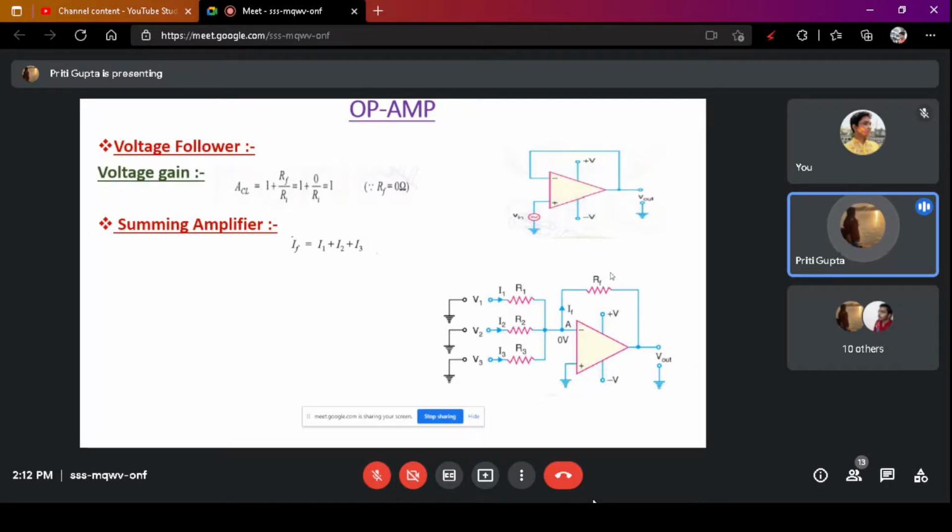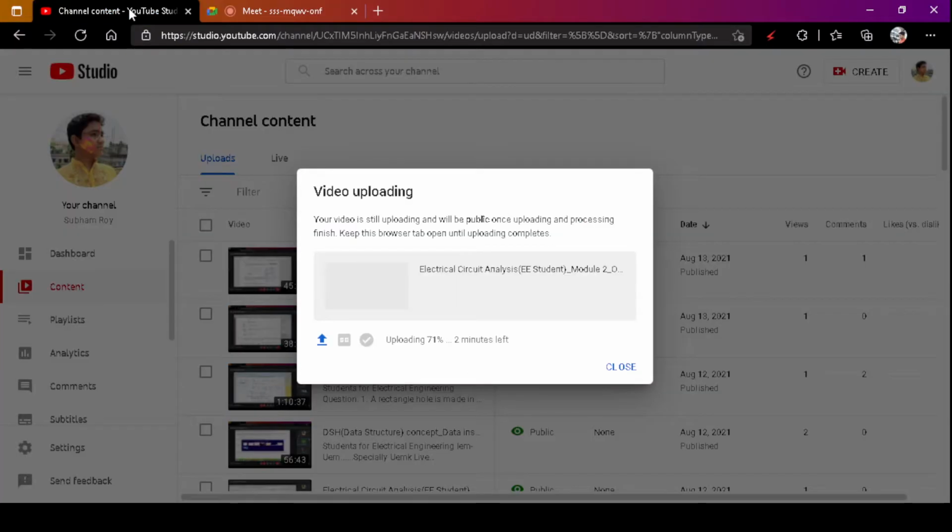In terminal 1, the applied voltage is V1, and current I1 is passing through resistance R1. In terminal 2, the applied voltage is V2, current is I2 and resistance is R2. In terminal 3, the applied voltage is V3, current is I3 and resistance is R3. These 3 currents are coming over here, meeting at this node.